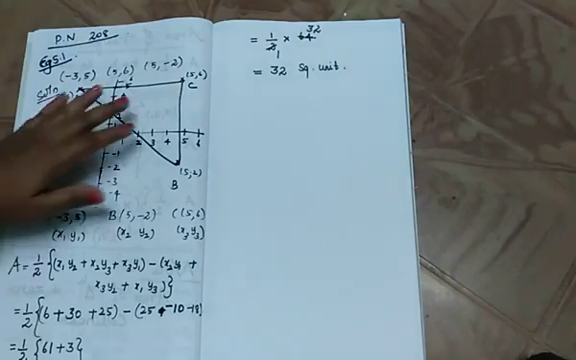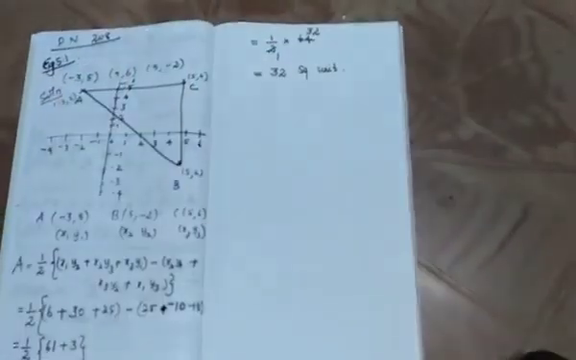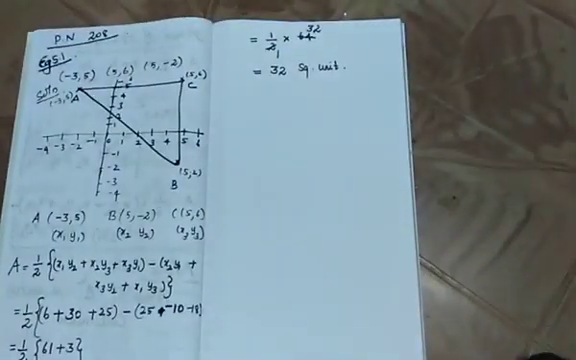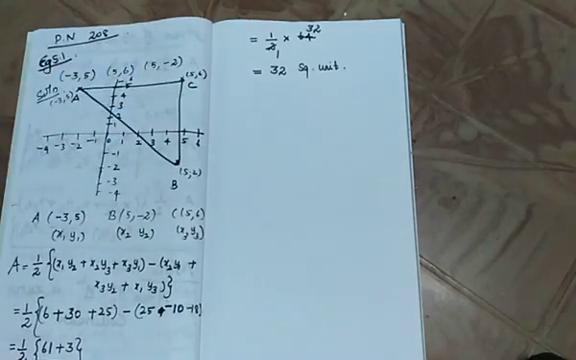If we draw the picture in the original graph, inside you will get 32 square boxes. This is just a rough figure. If we draw it properly on graph sheet, we will get exactly 32 squares inside this triangle. I hope you understand how to find the area if 3 vertices are given. Now let's see the next problem.